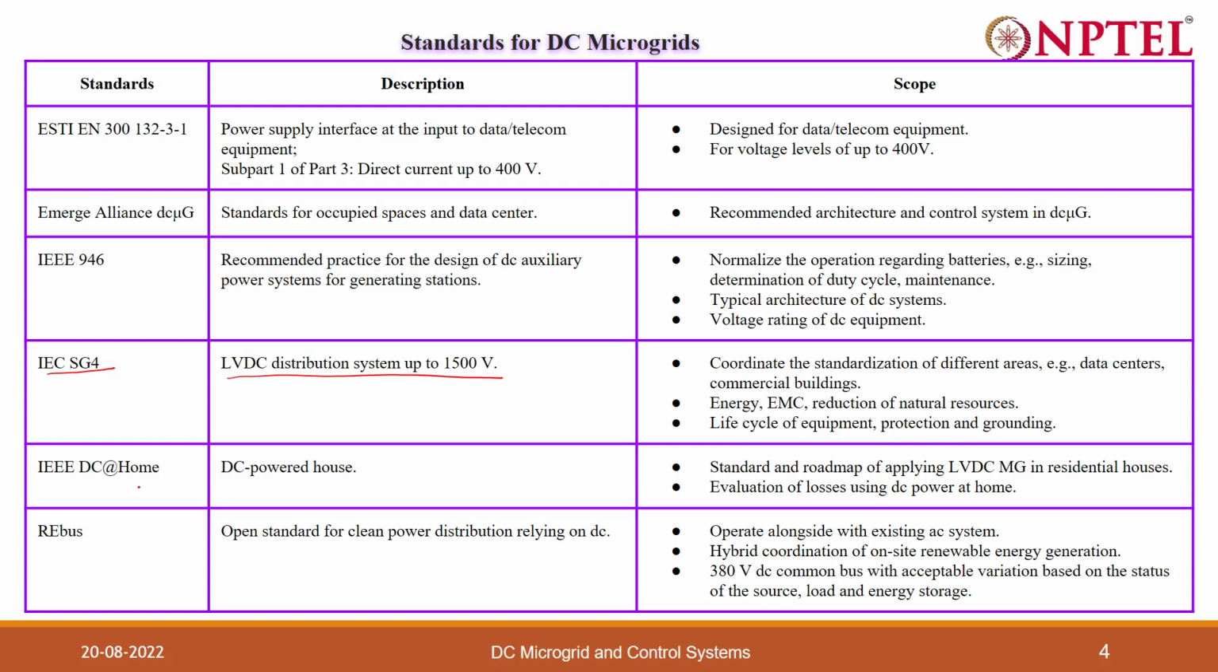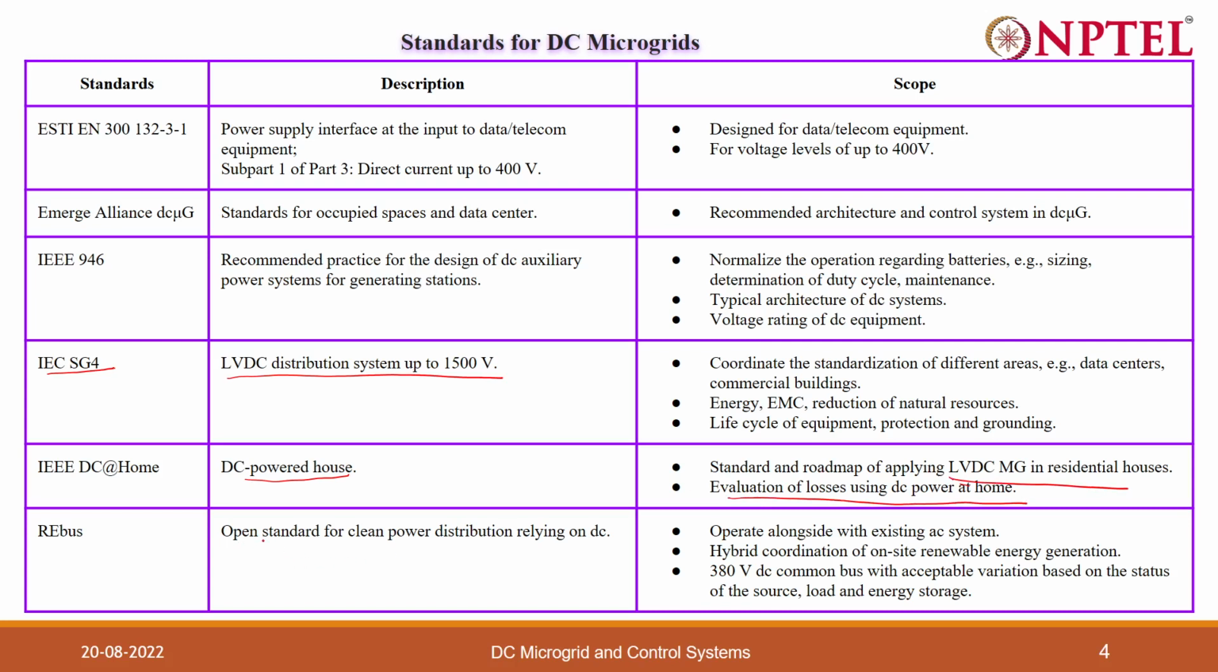And we have another standard, that is IEEE DC@home. This one is made for DC powered houses. So what does it include? This includes a standard and roadmap of applying LVDC microgrid in residential houses, and evaluation of losses using DC power at home.